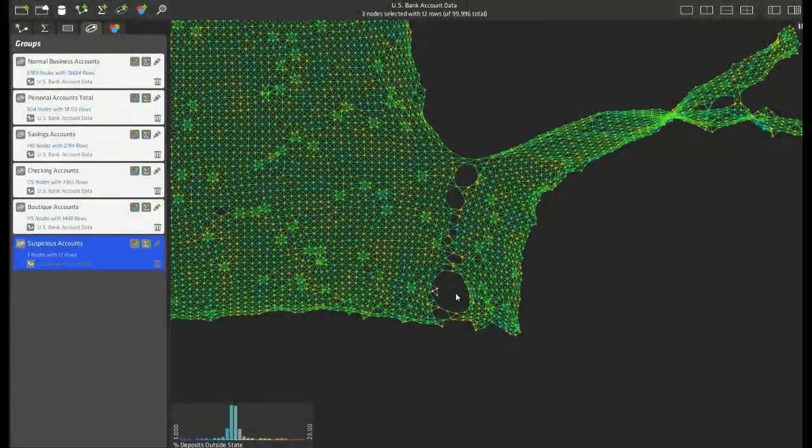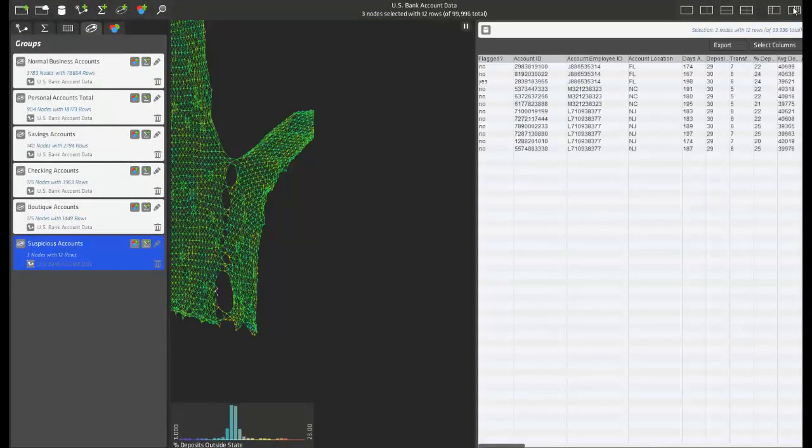Opening the source data pane, we can look at the specific rows within our data more closely. As we can see from the first column, one of these accounts has already been flagged for potentially illegal behavior, immediately making us more suspicious of the other 11 accounts that are statistically similar. We can also see that all of the accounts are located in Florida, North Carolina, or New Jersey, and are connected to three account managers.